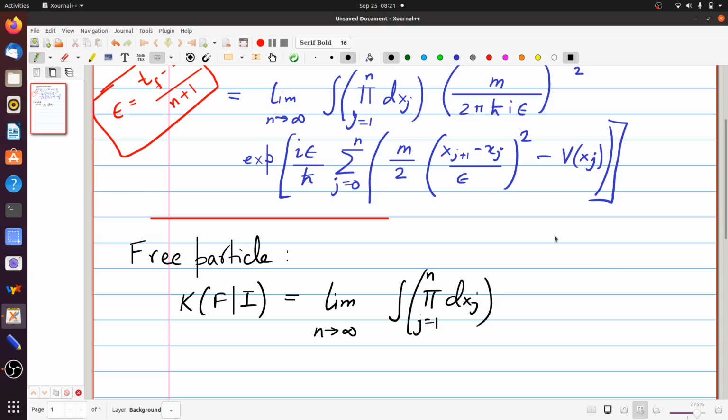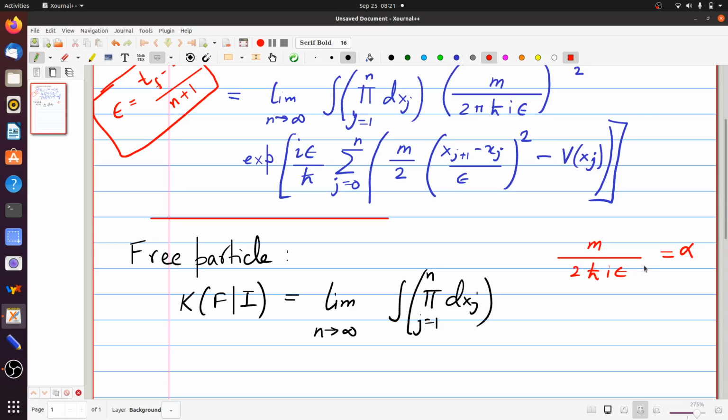So it makes sense to actually simplify our notation a bit by introducing this abbreviation. Let's call m by 2 h cross i epsilon alpha for the time being.